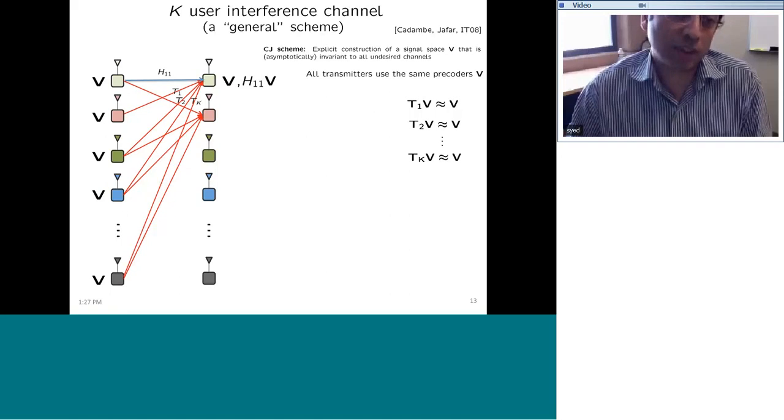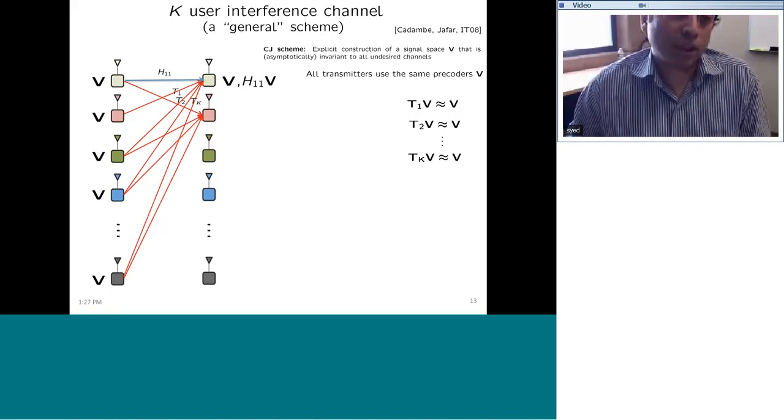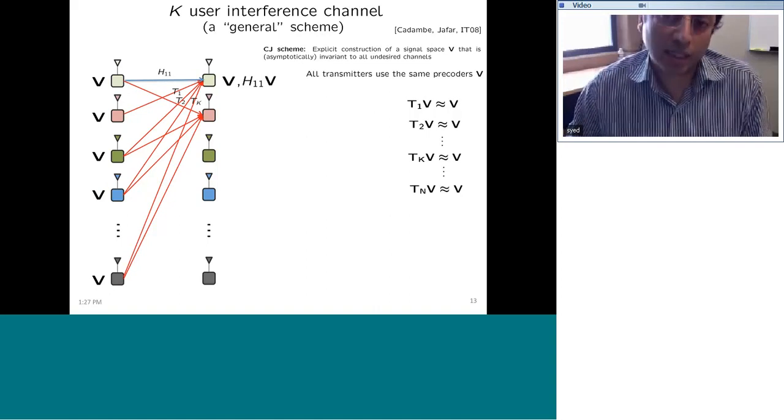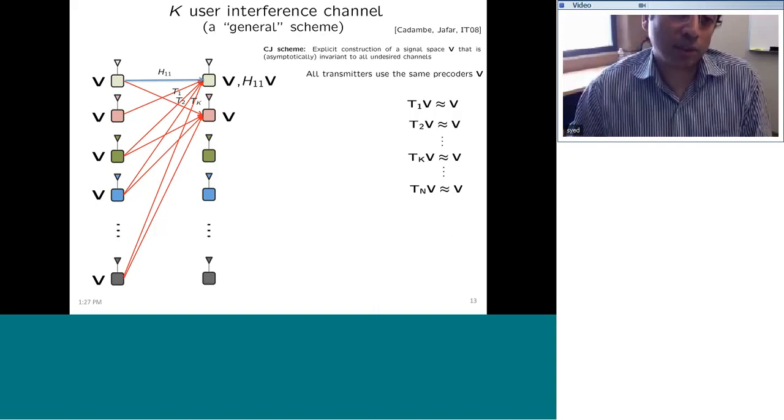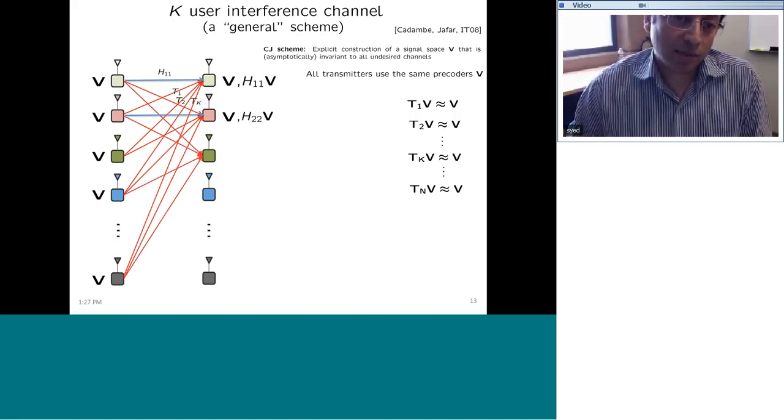And the same thing will happen at all the other receivers as well. If you go to receiver 2, the red channels are all undesired channels. V is supposed to satisfy the property that under all undesired channels, it remains invariant. You will just get V. And from the desired channel, you will get H22V, which again will be different from V. Same thing will happen at all receivers.